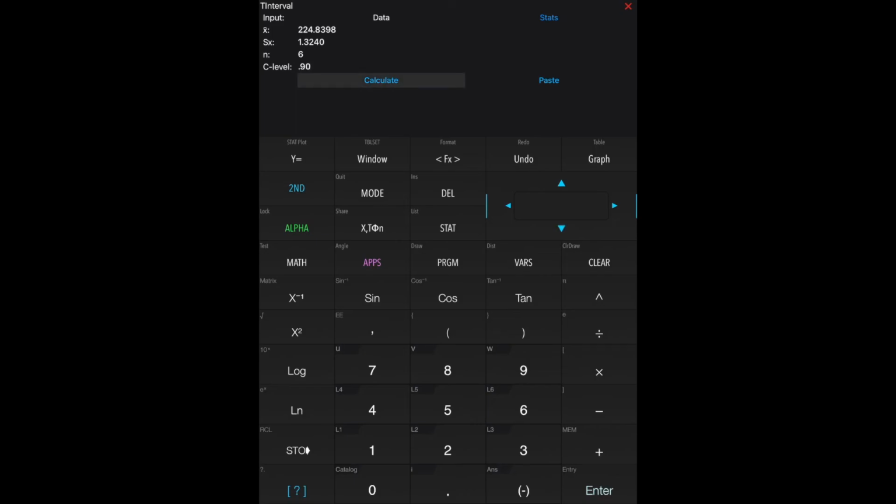We'll go down to calculate and enter, and we end up with a lower bound of 223.75 and an upper bound of 225.9289. And the problem does ask you to round to 4 decimals, so I guess our lower bound would be 223.7506.